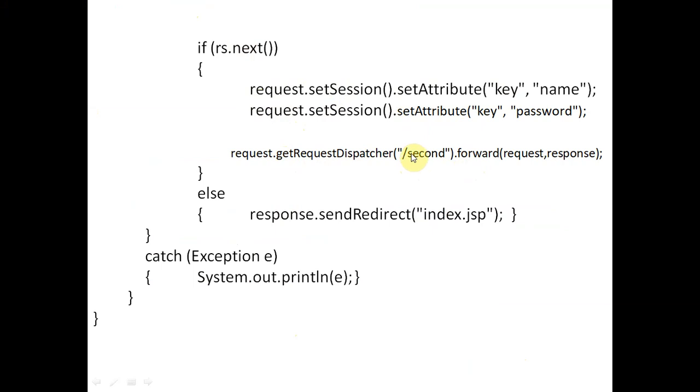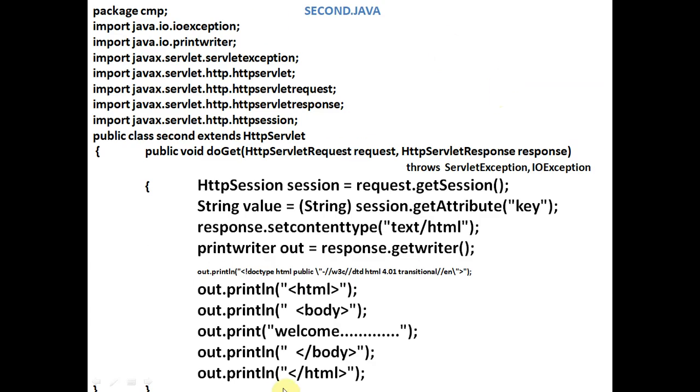So the request is dispatched to the second with the request and response. We are forwarding request and response, and we are setting the key. We are setting the session and setting the attribute, and the key is the value of the attribute. This key variable is written during set attribute, and in second.java we are printing this welcome. HTML will not print. HTML is the tag indicating that the HTML file has started and body has started, and with out.println we are printing only welcome. So just for printing a welcome message we are doing this exercise.